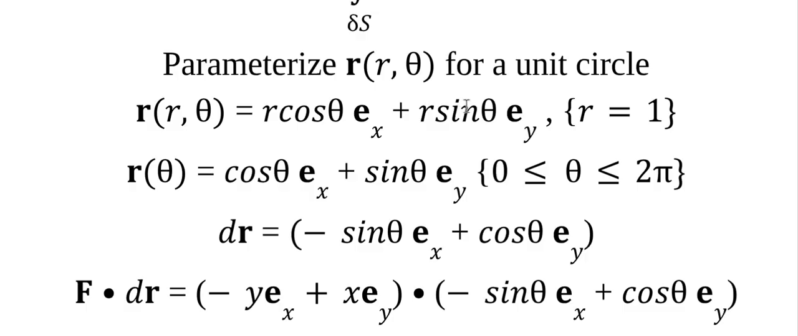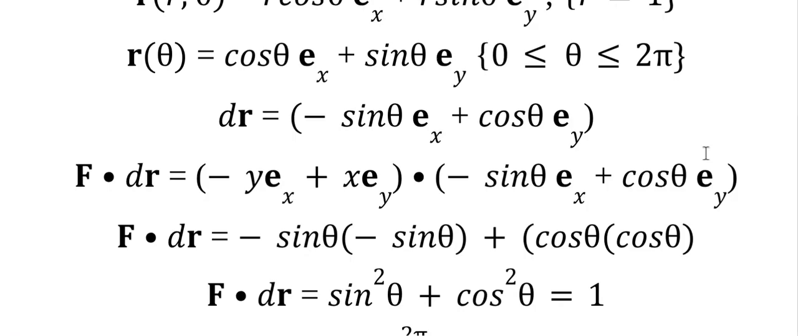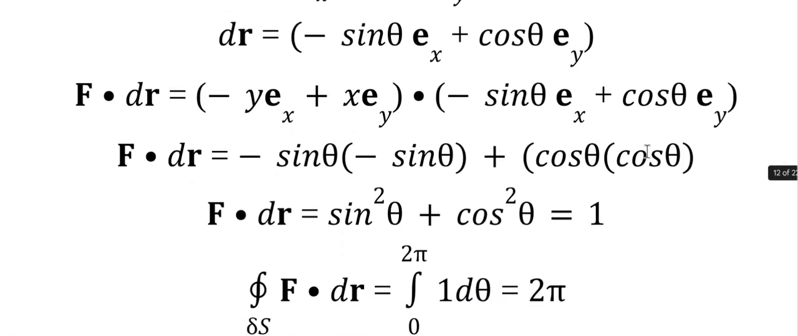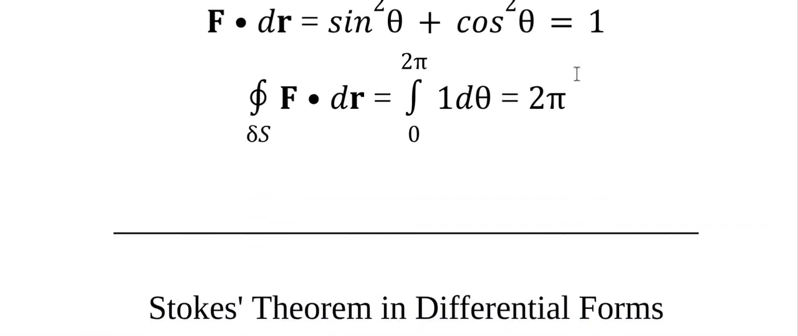Then we put in what y is. y is r sine theta, but r is equal to 1. And x is r cosine theta. Here's x, but r is equal to 1. We dot those two, and we just get 1. So that was simple. Our integral is really easy. It's just the integral from 0 to 2 pi of 1 d theta, and it's just 2 pi. So it agrees with the thing above. Yes? Okay.